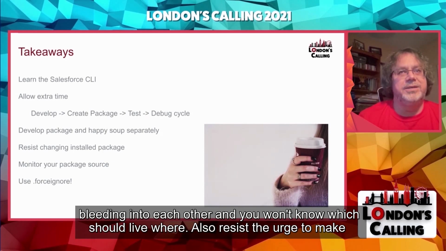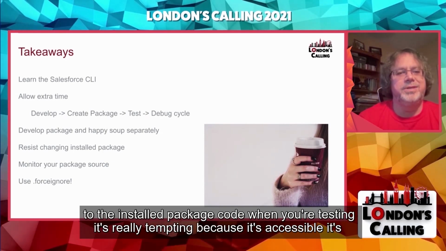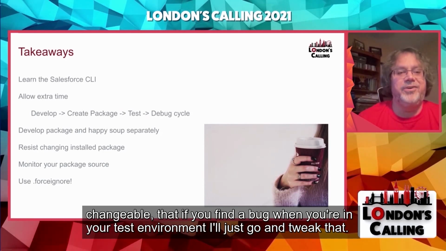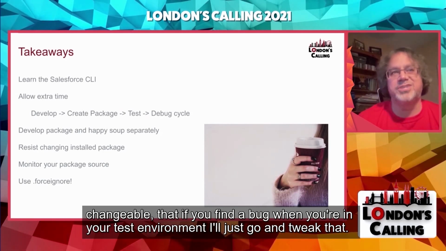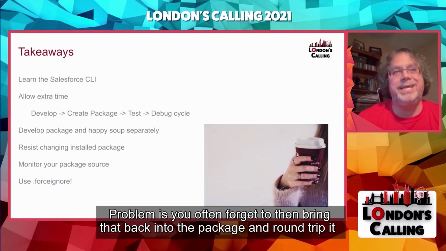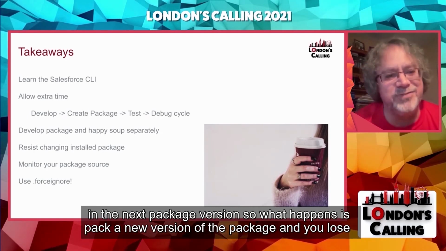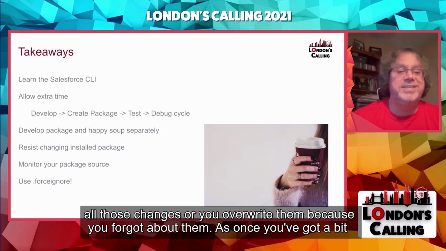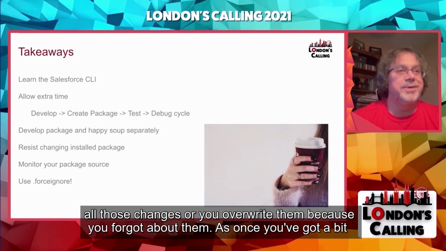Also resist the urge to make changes to the installed package code when you're testing it. It's really tempting because it's accessible, it's changeable. If you find a bug when you're in your test environment, you think, I'll just go and tweak that. Problem is you often forget to then bring that back into the package and round trip it in the next package version. So what happens is a new version of the package and you lose all those changes or you overwrite them because you forgot about them.